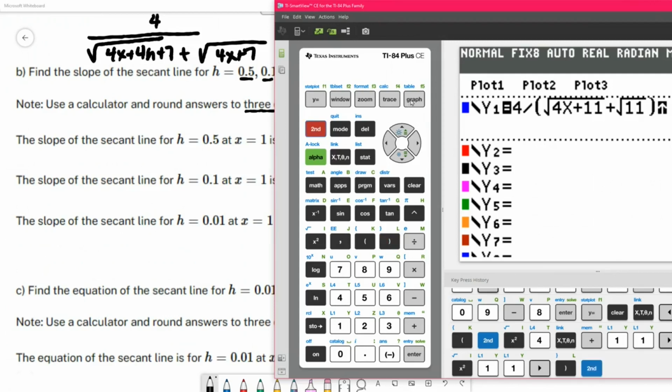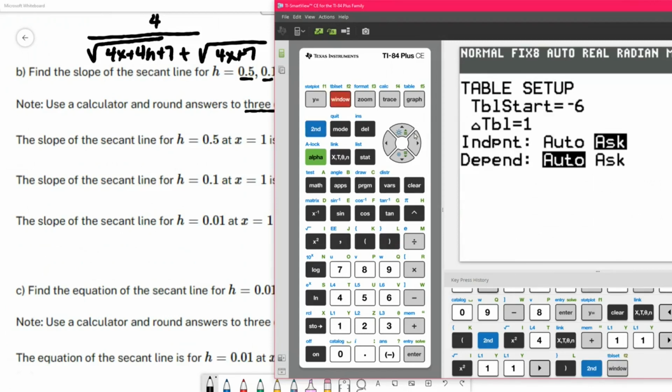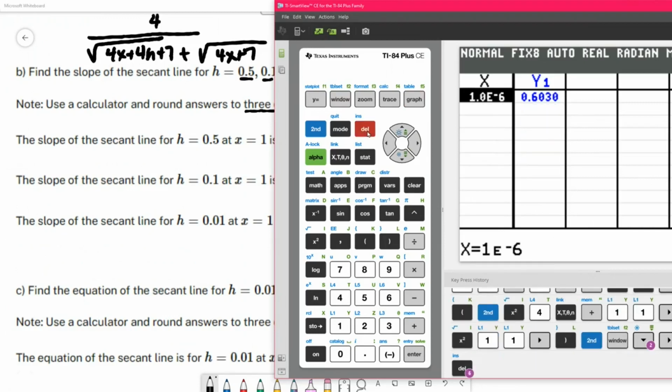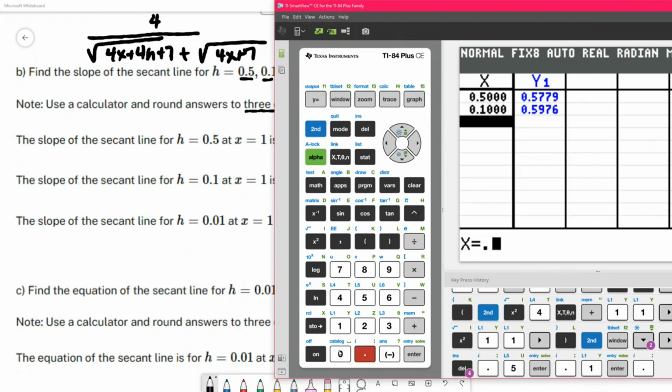So then I'm going to go to the table. Before we go to the table, let's make sure the table is set up right. I want the independent variable to be in ask mode so that I can tell the calculator what values to plug into it. So let's go to the table, and I would like to use a value. Let's delete these values that are already here. And I'm going to use 0.5, 0.1, and 0.01.